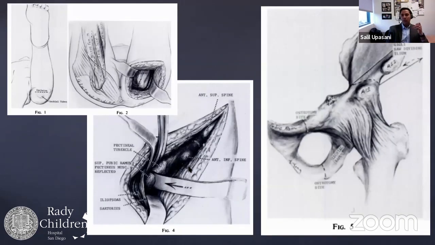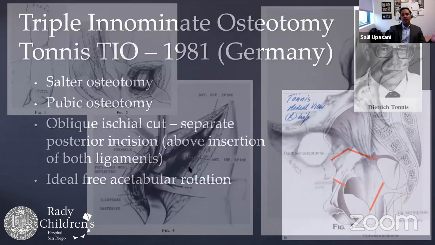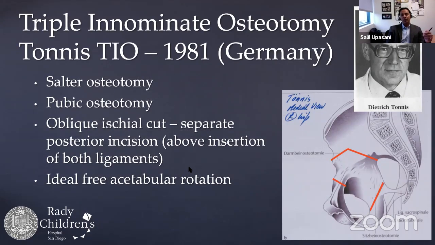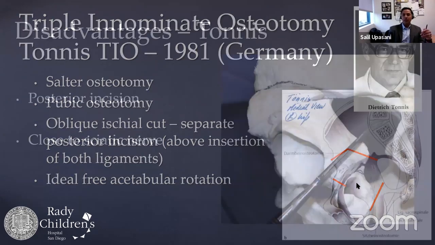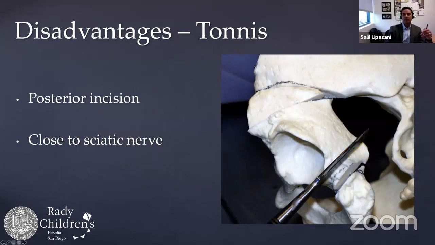This is another approach, how Steele had originally described it, with a transverse incision at the buttocks. Tonnis then described his triple, the difference again being this ischial cut. It's going above the sacrospinous ligament, which results in better rotation, better coverage, but the obvious risk is that cut is very close to the sciatic nerve, and it usually requires a separate posterior incision where you can visualize the nerve to make that cut.